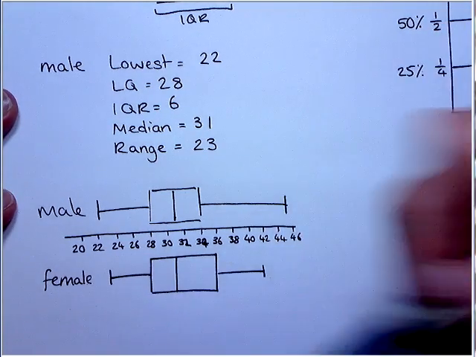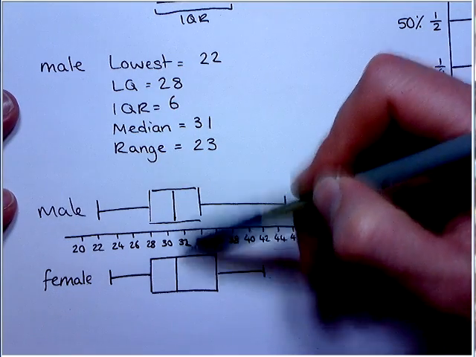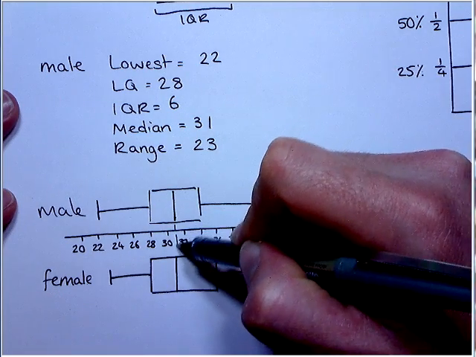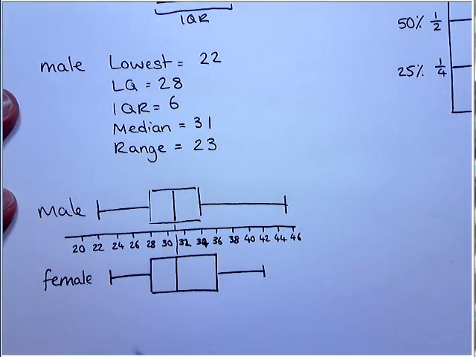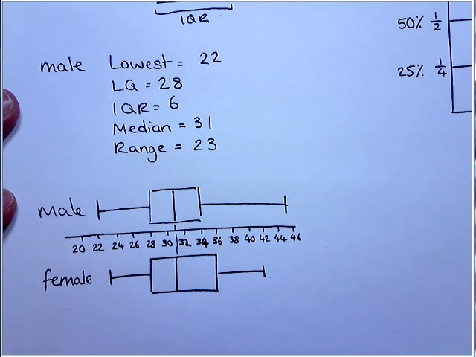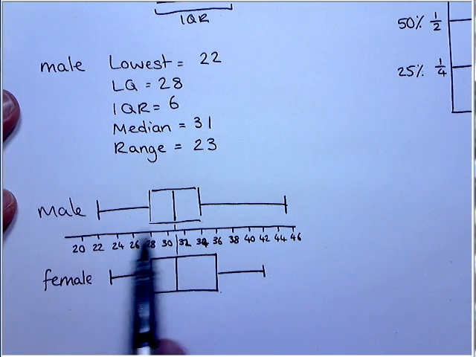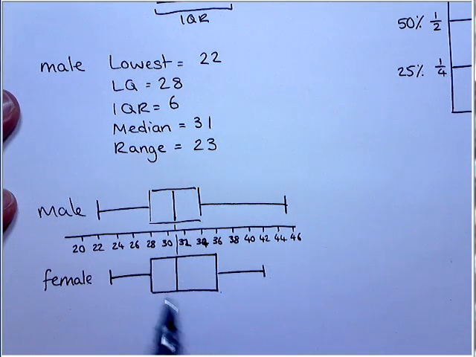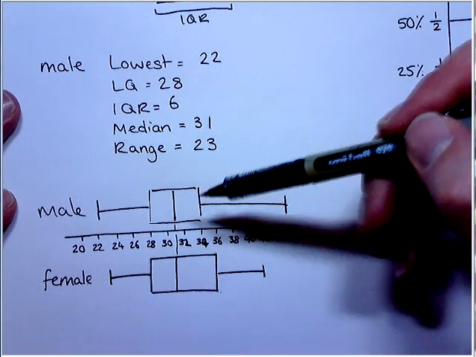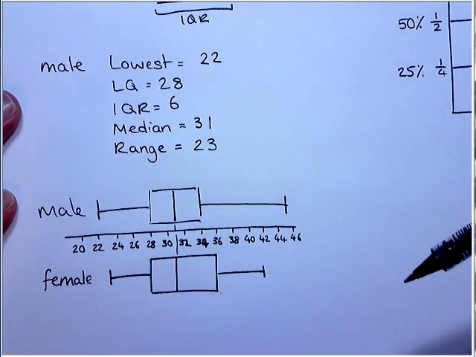And now they might say compare them. And when we compare, you must talk about the average, which is the median. And you can see here they're both 31. So I'd write a comment saying males and females have the same average. Now you could talk about the interquartile range. You can see that males have a smaller interquartile range than the females because their box is smaller. This one's 6 and this one is 8. So a comment like the males have a smaller interquartile range or the females have a larger interquartile range. That's all you need to do.